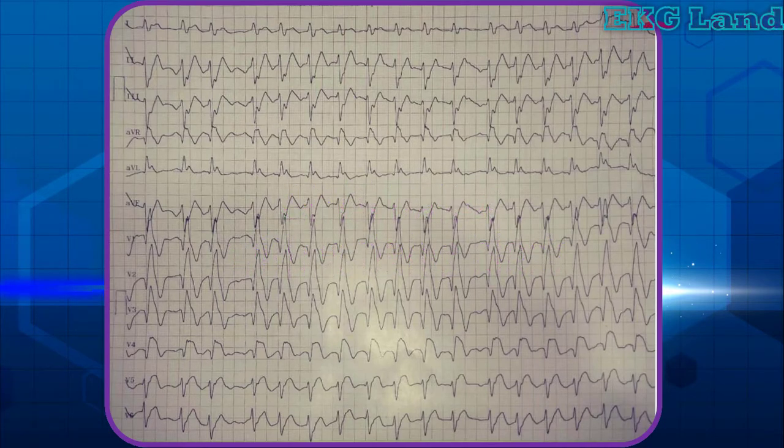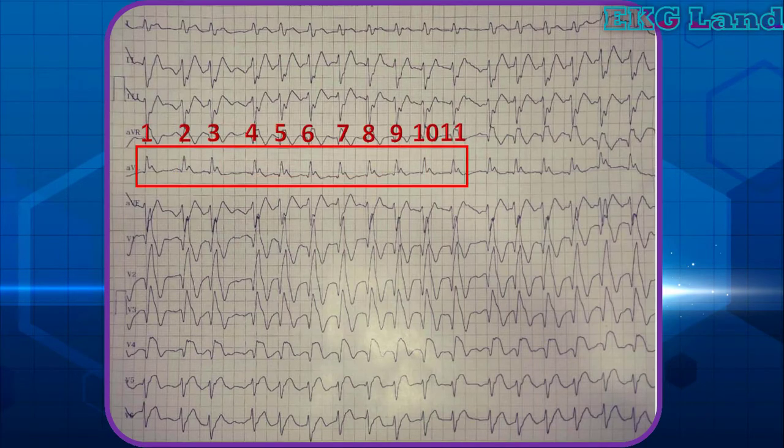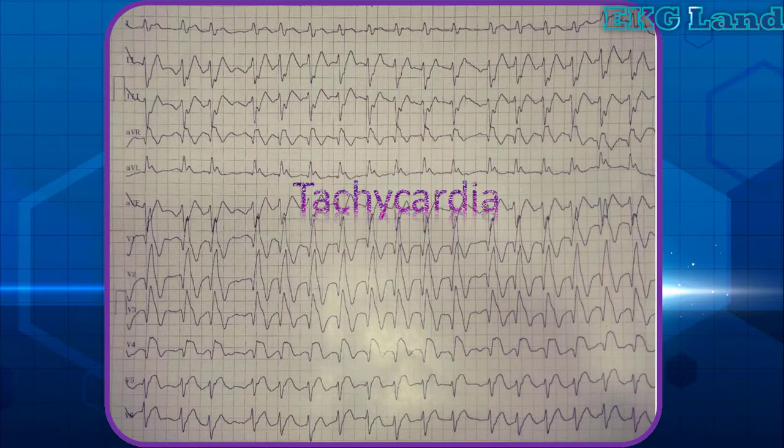Third part is heart rate. Since the heart rhythm is irregular, we should count the number of QRS complexes in 30 large boxes, and then multiply by 10. Here, there are 11 QRS complexes within 30 large boxes. So, the heart rate is nearly 110 beats per minute, and therefore is above normal ranges.